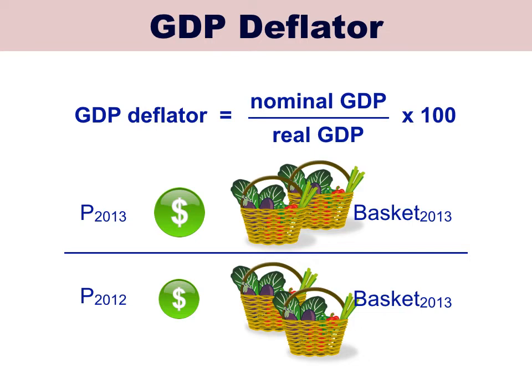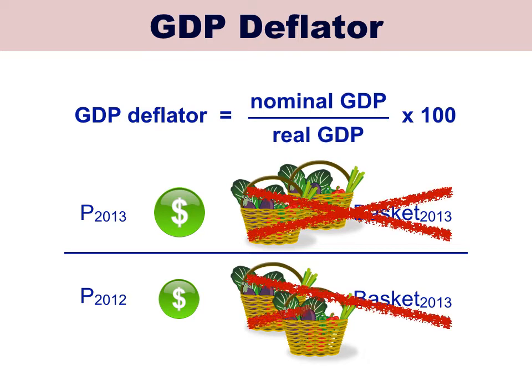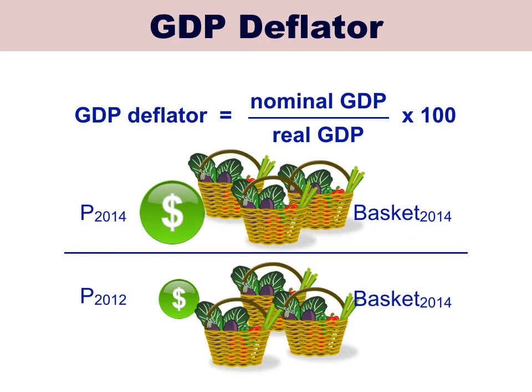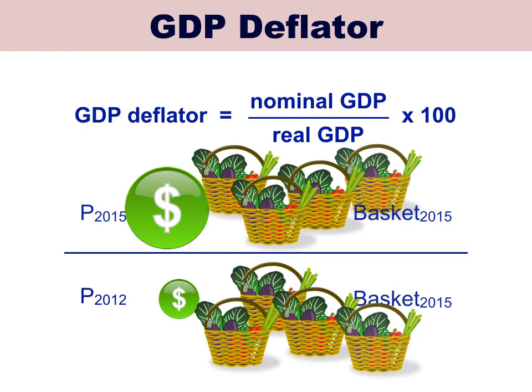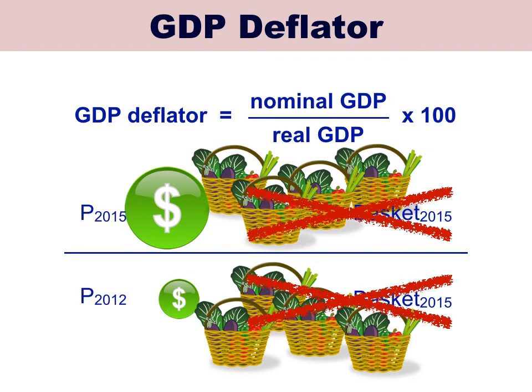And again, virtually, we can see that the basket on the top is the same as the basket on the bottom. So in virtual terms, they cancel out. Meaning that I've found a price ratio between 2013 and 2012. Same thing for 2014. We end up with a price ratio of 2014 divided by 2012. And in 2015, we go through the same process. We end up with a price ratio of 2015 over 2012.